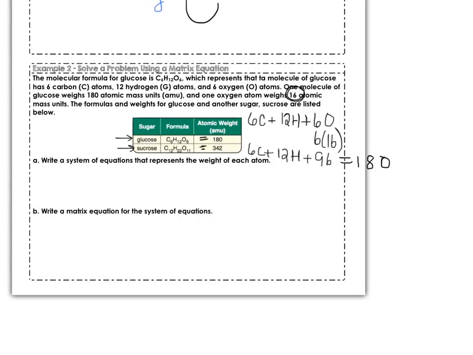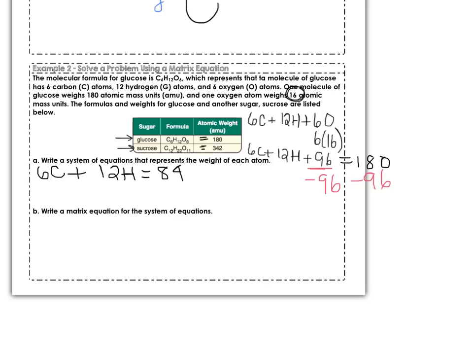Okay, I'm going to bring my constant onto the other side here by subtracting 96 from both sides, giving me my lovely glucose equation of 6C, so 6 carbon, plus 12 hydrogen, equals 180 minus 96, it equals 84.